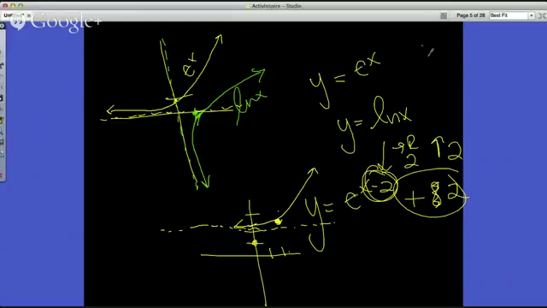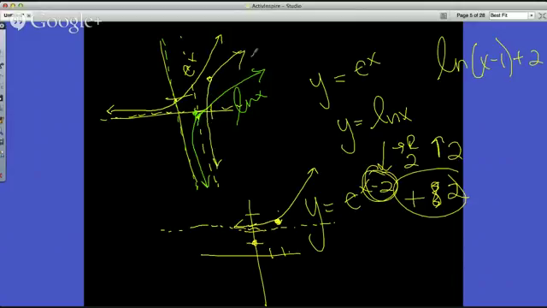Where would this one go? It would go to the right 1. Correct. And it goes up 2. Good, so right 1, up 2. So if it's right 1, the horizontal asymptote will be here, and that ln graph would look something like that.